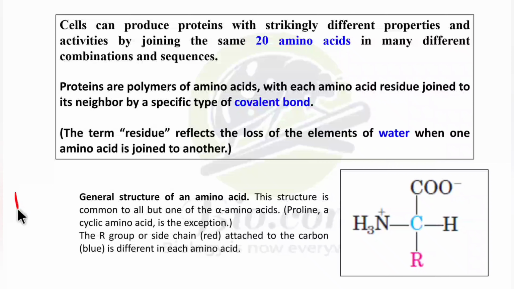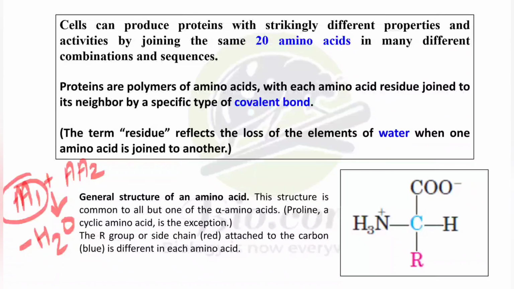So when one amino acid links up with another amino acid, it is linked through the removal of one water molecule. This is known as the residue. When one amino acid is linked with another amino acid with the elimination of a water molecule, then that amino acid is considered a residue in that protein structure.